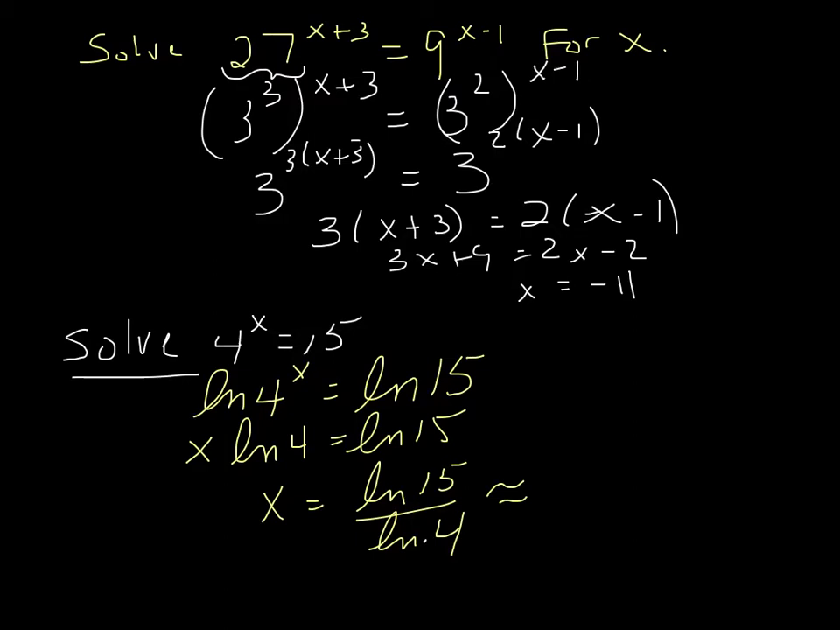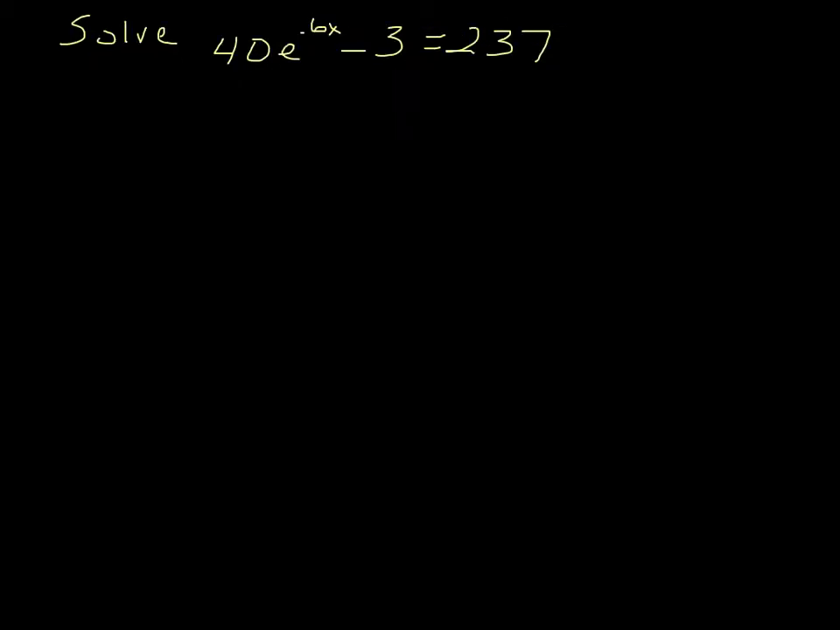So if we wanted an exact answer, we would just leave that. If we want the approximation, we could put that into the calculator and see that that's approximately 1 and 95/100ths. Okay? Which kind of makes sense, because if it were 2, 4 squared would be 16, so it's got to be relatively close to 2, because 15 is pretty close to 16. Okay? So let's try another one.